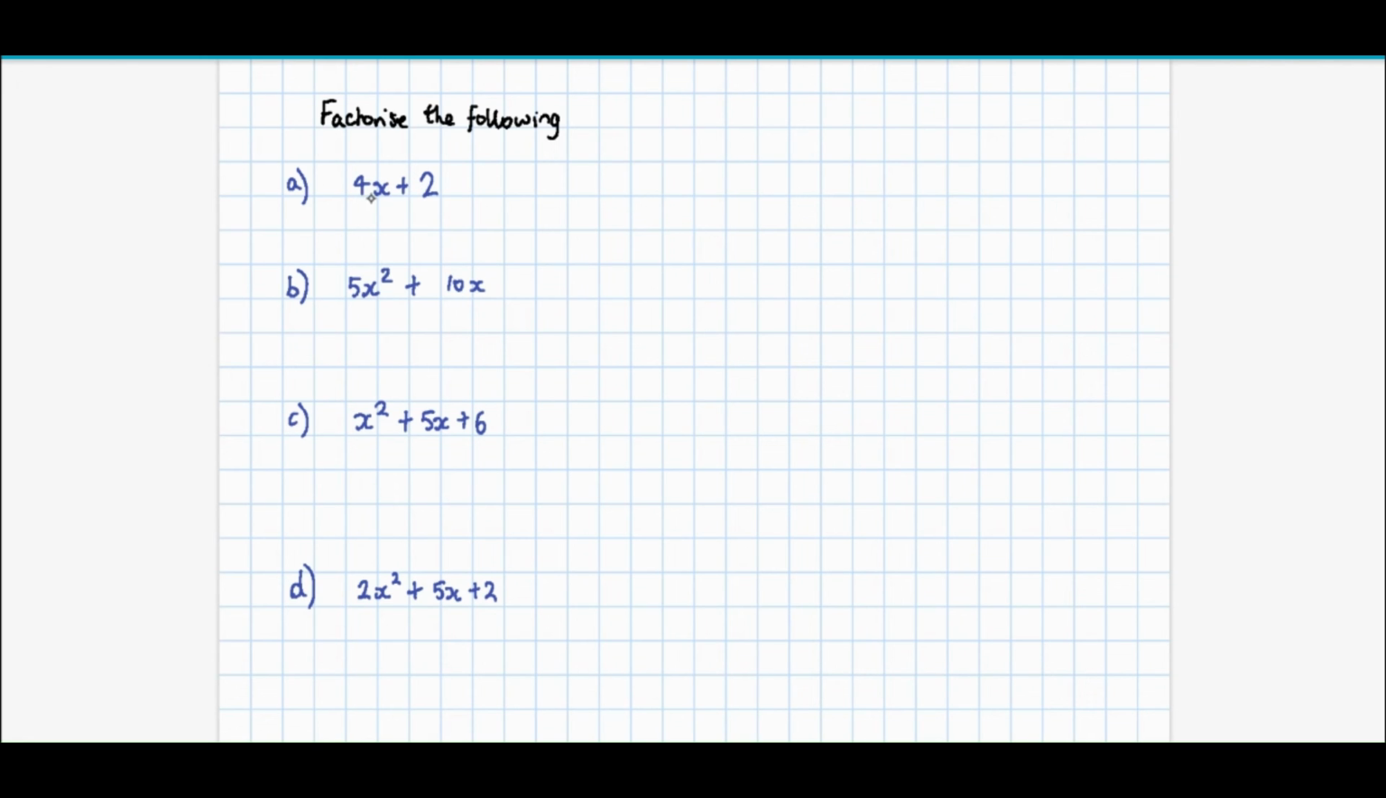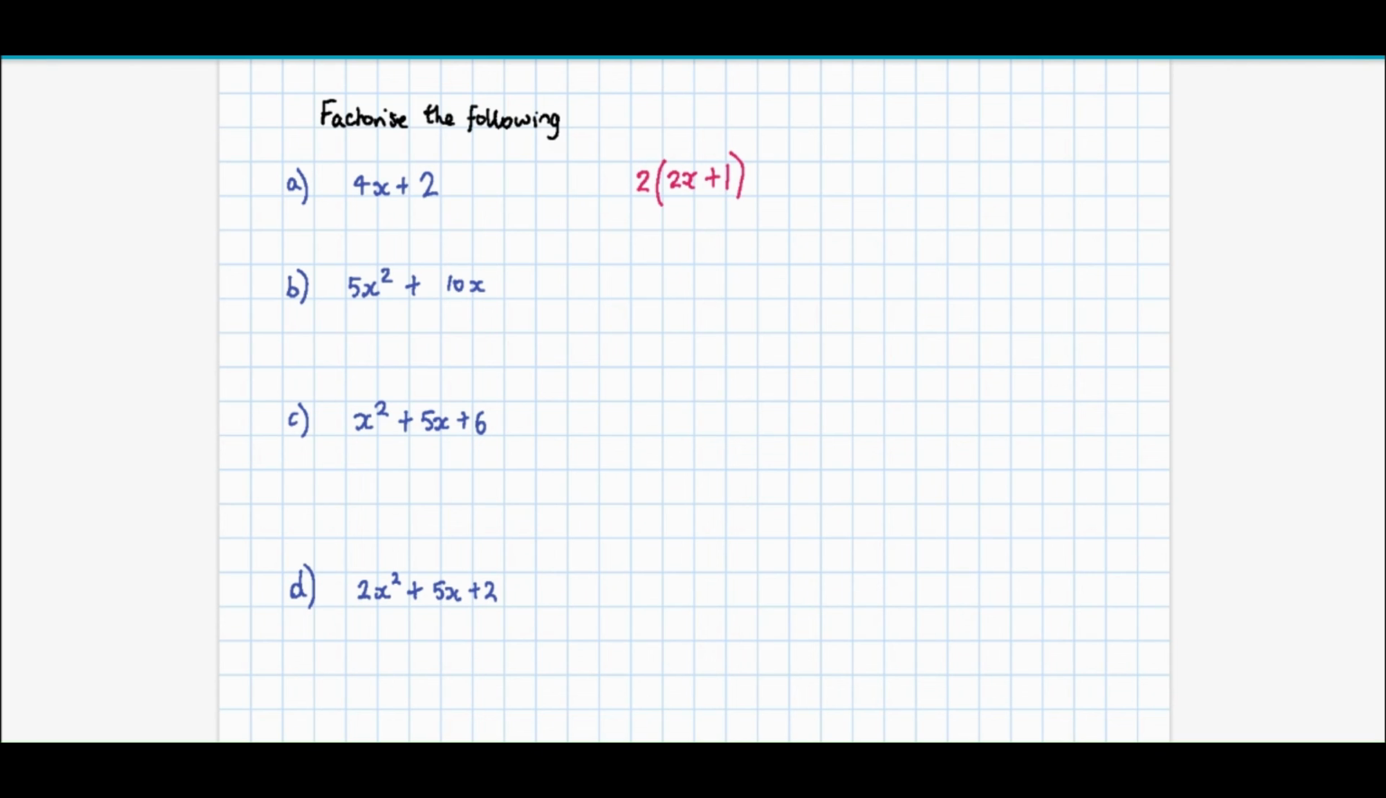Now what we can do here is that we know that both the terms are divisible by 2, so we can put 2 on the outside. Now, to determine what's going to be inside the brackets, it's going to be what is times by 2 to make 4x, and what's times by 2 to make 2. What is times by 2 to make 4x? Well, that's going to be 2x. And what's times by 2 to make 2? That's going to be 1. So the final answer there is going to be 2 brackets 2x plus 1. Now that is fully simplified.